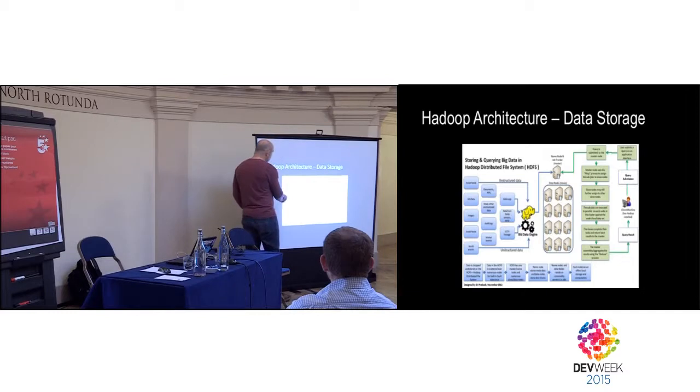And what happens is you say to the name node up here, this is called the name node, I want to store this on HDFS. Now, HDFS is the Hadoop distributed file system. And what the Hadoop distributed file system does is it gives you an abstraction over what's really happening.